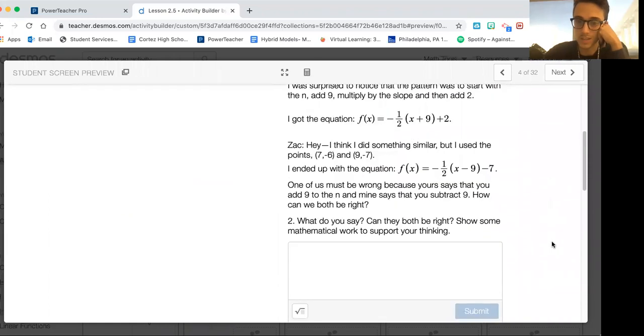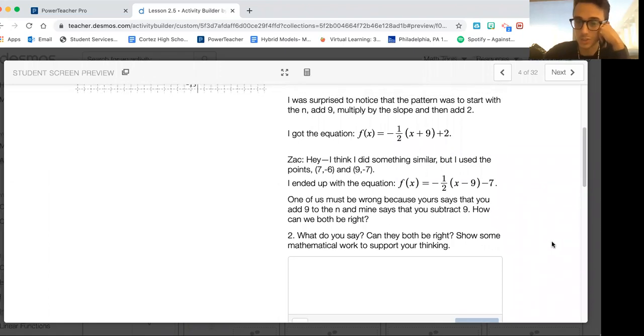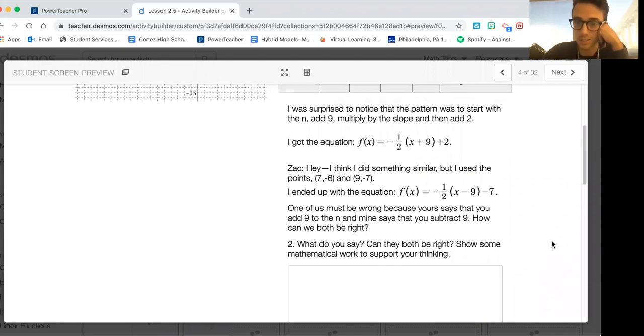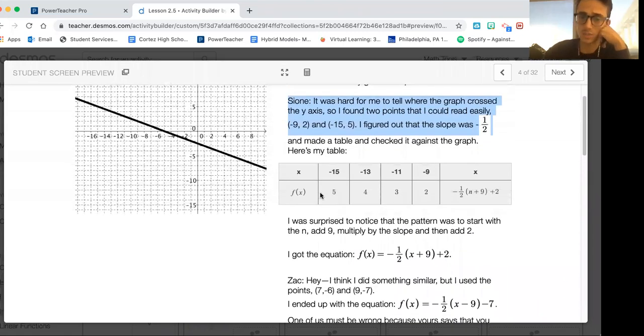I think I did something similar, but I used the points 7, -6, and 9, -7, getting that situation. All right, interesting. So they used some other points that were positive. So Zach, which I'll denote in blue, used 7, -6, should be right around here. 7, -6, 9, -7. Okay, so still getting that slope of -1/2 for the slope.